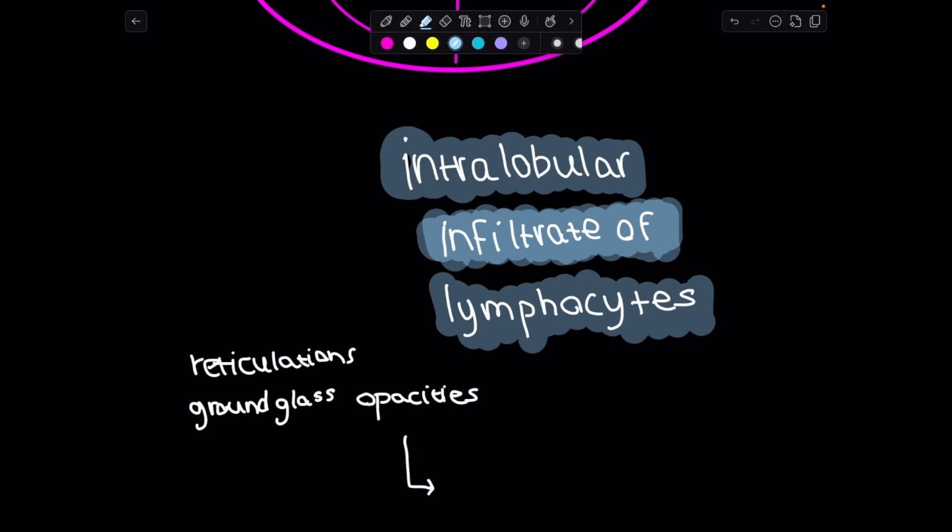And also with intralobular infiltrate of lymphocytes, I assume this means that we have a lot of lymphocytes inside the intralobules. Intralobular septa, sorry.